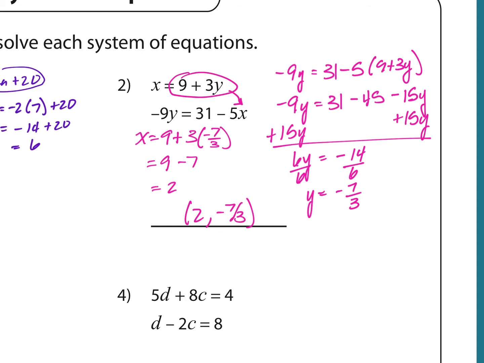That was ugly. Actually, it wasn't that bad. Is anyone not okay with me getting 7 right here? 3 times 7/3. Everyone okay with that one? Okay. You guys, if I'm going too fast, just tell me and I'll go back.